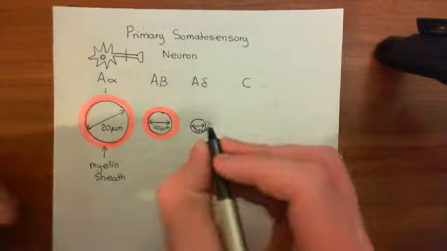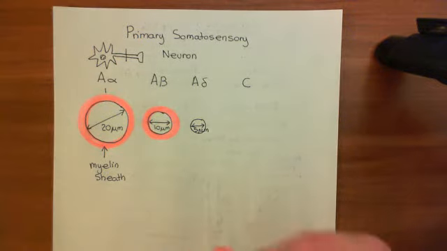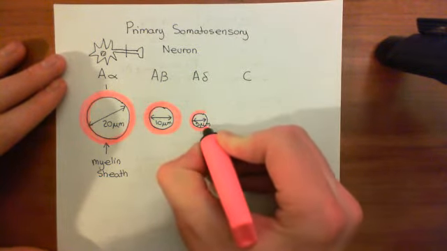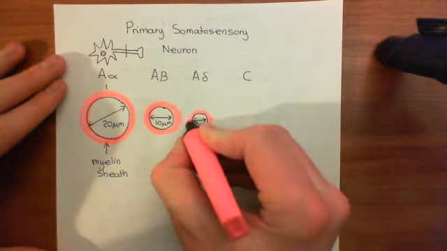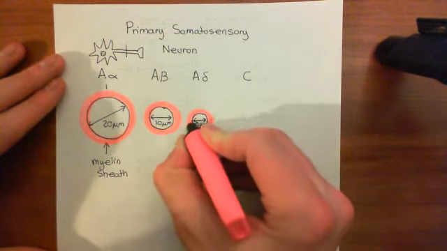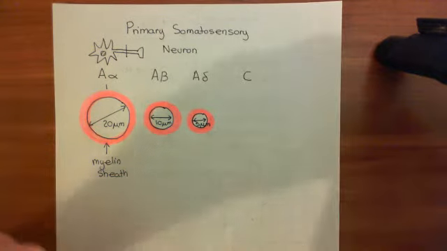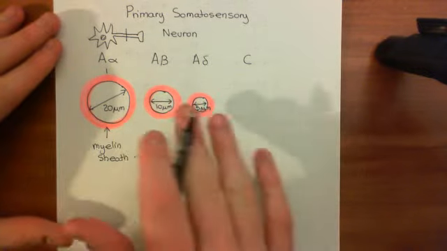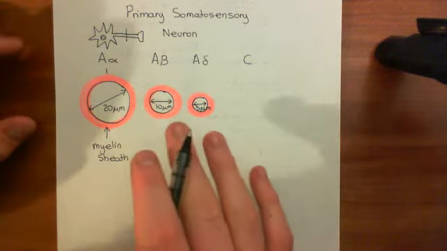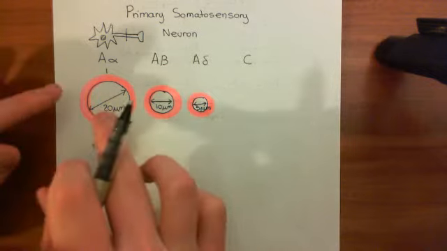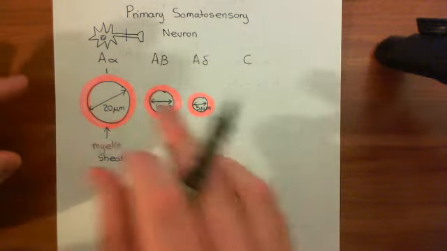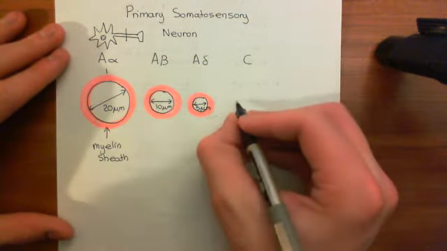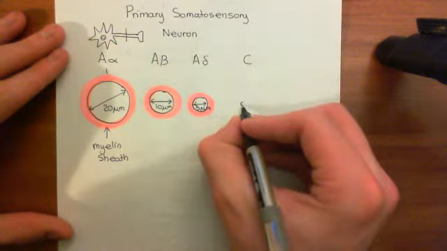And you might be wondering, what's the significance of all of this? Basically, larger diameter axons conduct action potentials faster than small diameter axons. In addition, having the myelin sheath will speed up the conduction. So all of these will conduct reasonably fast because they've got the myelin sheath around them, and the A alpha of them all will conduct the fastest because it's got the biggest diameter, followed by the A beta, followed by the A delta.